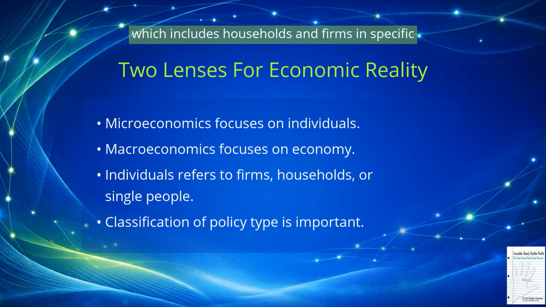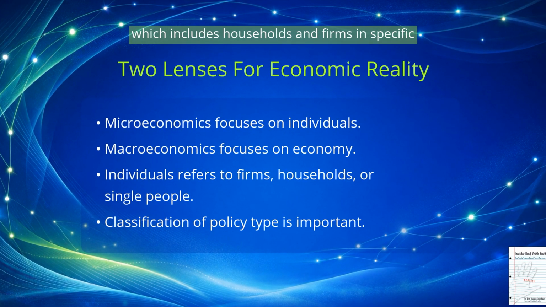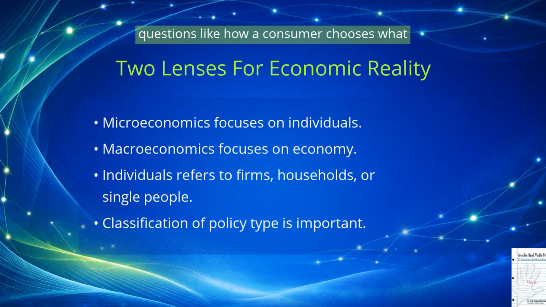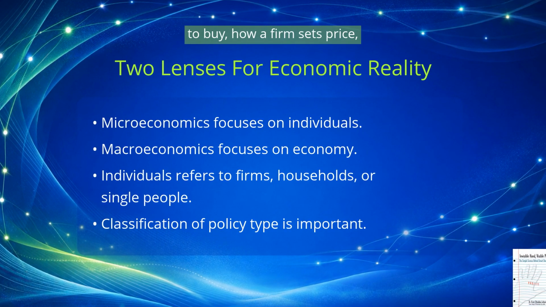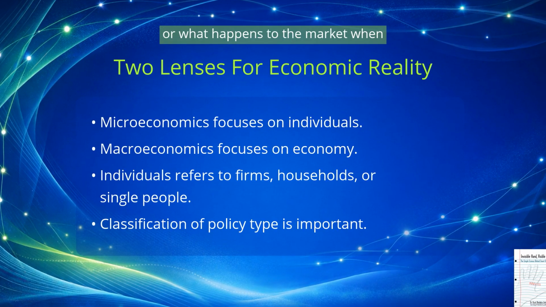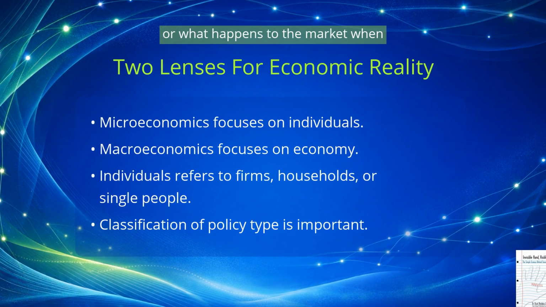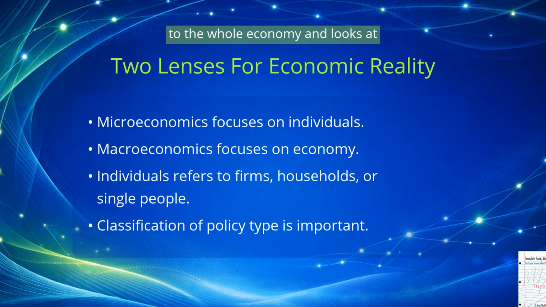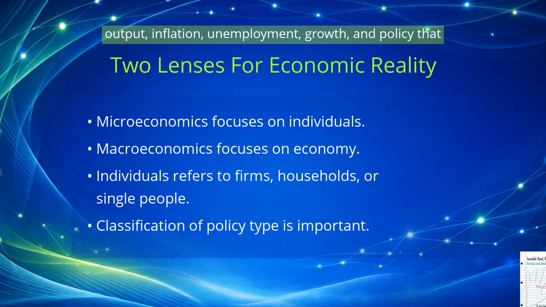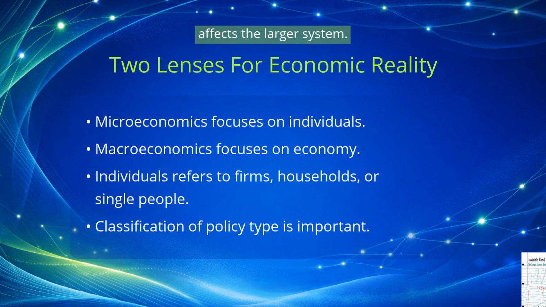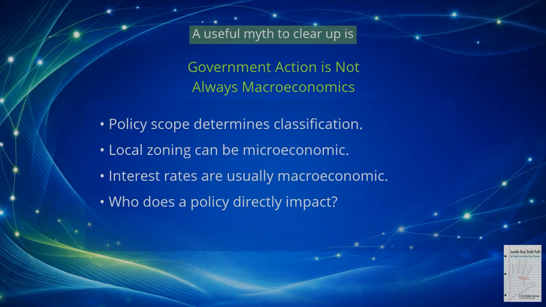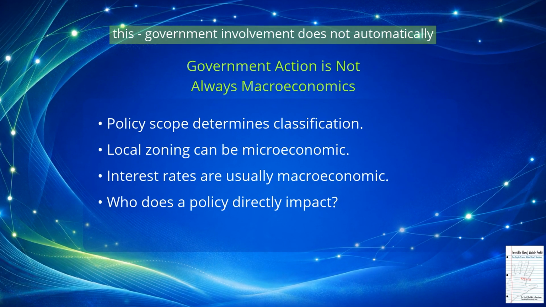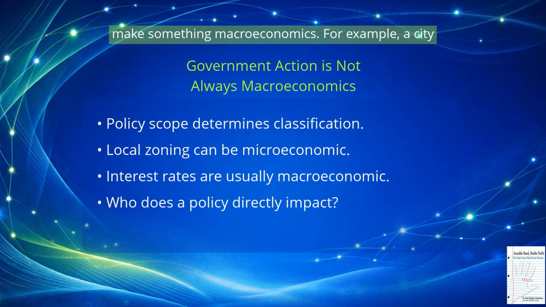Microeconomics looks at individual decision makers, which includes households and firms in specific markets, not just single people. It asks questions like how a consumer chooses what to buy, how a firm sets price, or what happens to the market when a new competitor enters. Macroeconomics zooms out to the whole economy and looks at output, inflation, unemployment, growth, and policy that affects the larger system. A useful myth to clear up is this: government involvement does not automatically make something macroeconomics.